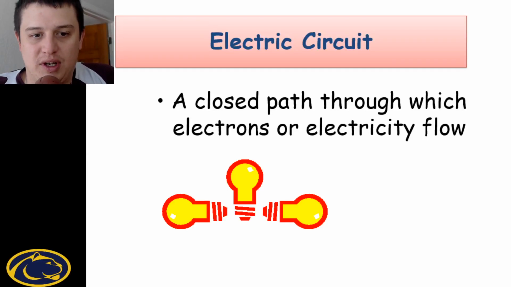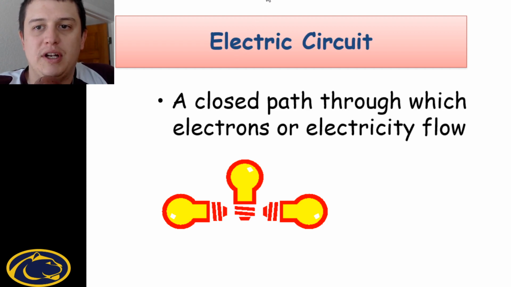All right, hey guys, we're looking at the PowerPoint slideshow for electric circuits. So what we're looking at here is an electric circuit is a closed path through which electrons or electricity flow. Pretty common for you. You probably use one every day if you turn on the light, or if you plug in your phone using the cord, even with your induction charging whenever you plug into a wireless charging pad.